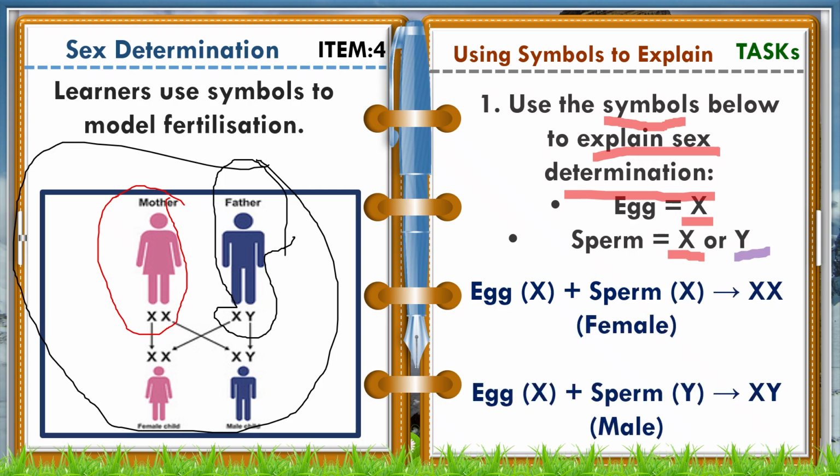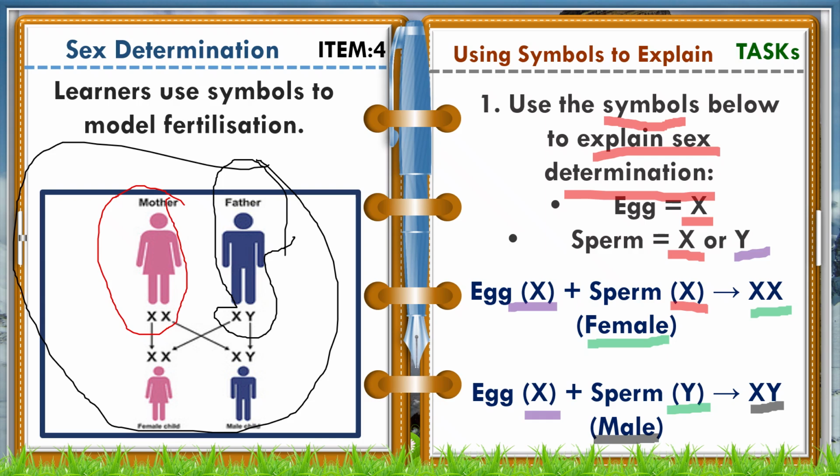The egg, which is chromosome X, plus the sperm, which is chromosome X, we end up getting XX combination. And this one is going to give us a female. If we have the egg with chromosome X, we combine it with the sperm with chromosome Y, we get a combination of XY. And this one is going to be a male.